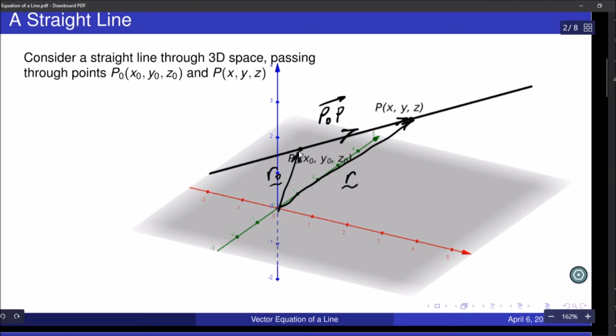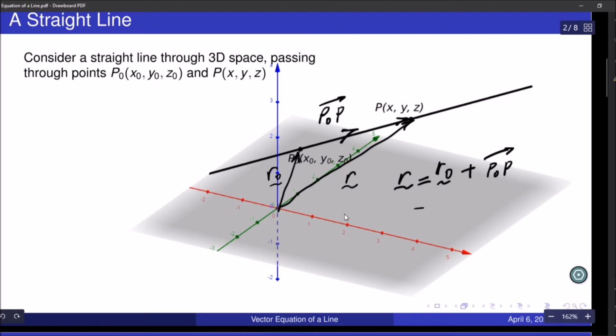So it's quite obvious that R equals the original plus the distance, the vector between the two. So R here is the vector sum of this vector plus this vector here, plus this vector. So what can we do with that information?